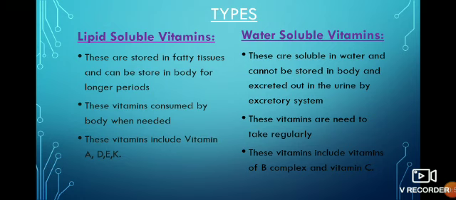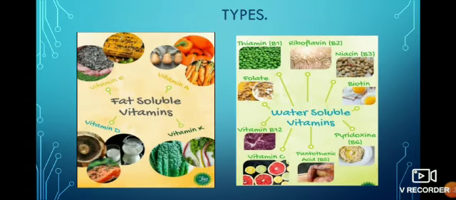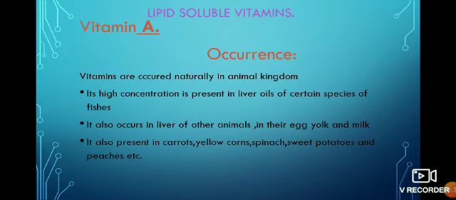Here is the difference between the classifications of vitamins. Lipid soluble vitamins are stored in fatty tissues and can be stored in body for longer periods, while water soluble vitamins are soluble in water and cannot be stored in body and are excreted out in the urine by excretory system. Lipid soluble vitamins are consumed when needed, while the water soluble vitamins are needed to take regularly. Here are the pictures of these two types.